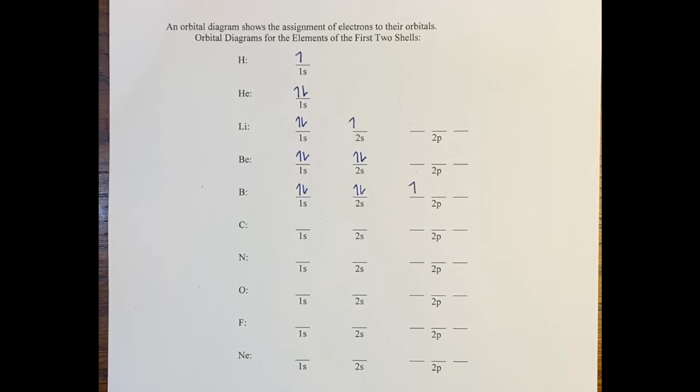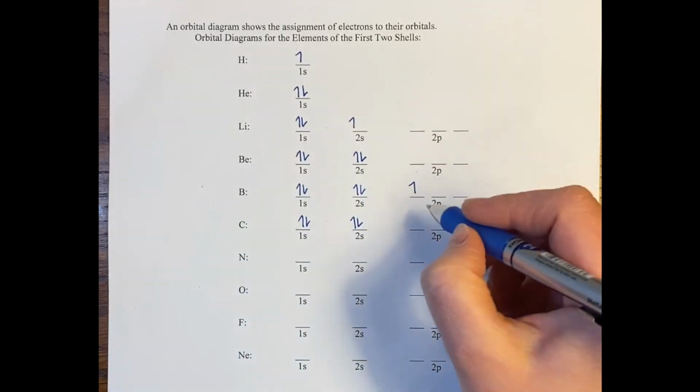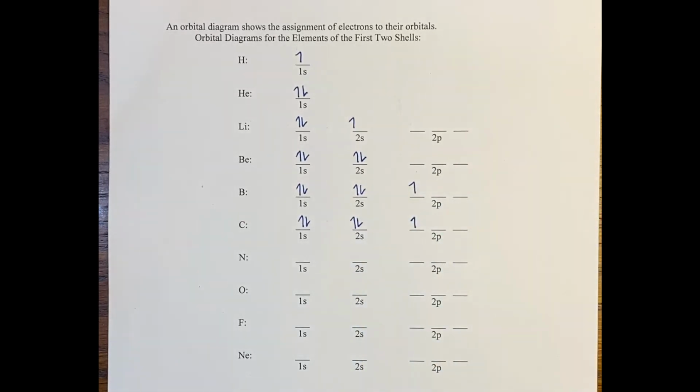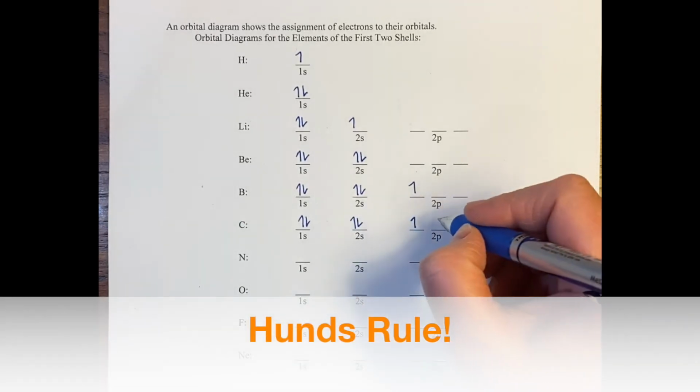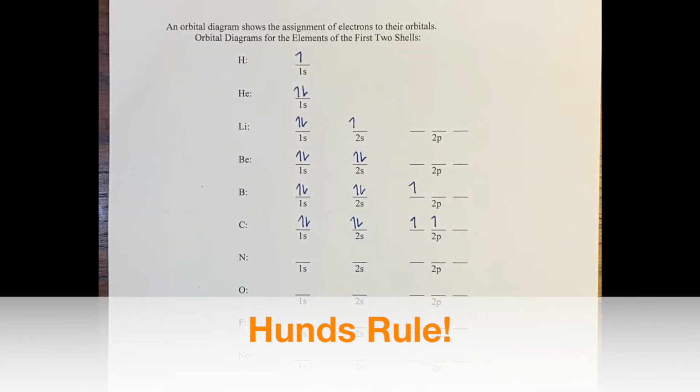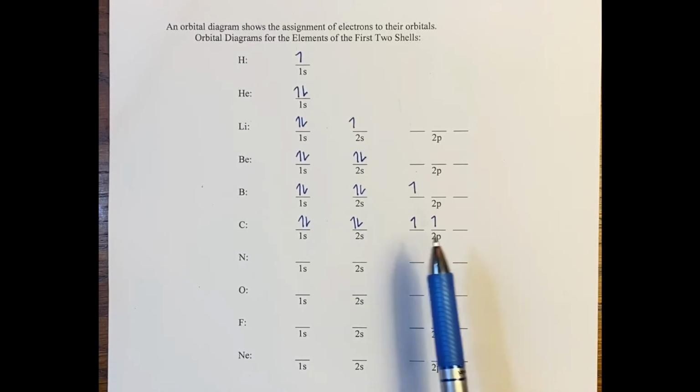Carbon has 6 electrons. 1 and 2 go into the 1s, 3 and 4 go into the 2s. Electron number 5 goes into the 2p, and remember that in accordance with Hund's rule, electron number 6 is going to go into a second 2p orbital, where it will have a parallel spin to the first electron that I placed into that 2p orbital. Both of these electrons may be spin up or spin down, but they must be parallel.